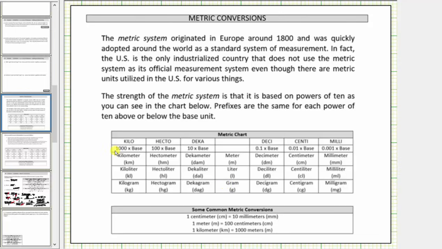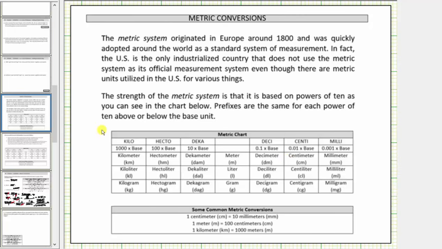Looking at the far left, if the prefix is kilo, the unit would be 1000 times the base unit, meaning if we have a kilometer, a kilogram or a kiloliter, the unit is 1000 times the base unit. Looking at the far right, if we have a prefix of milli, then the unit is 1000th times the base. So if we have millimeter, milliliter, or milligram, the unit is 1000th times the base unit.